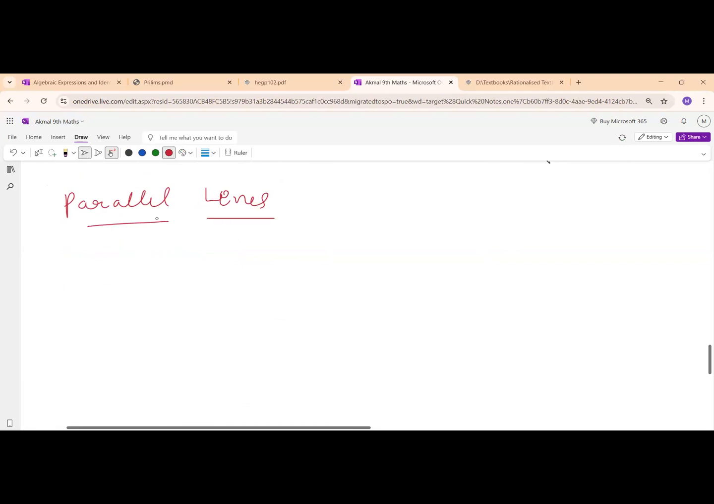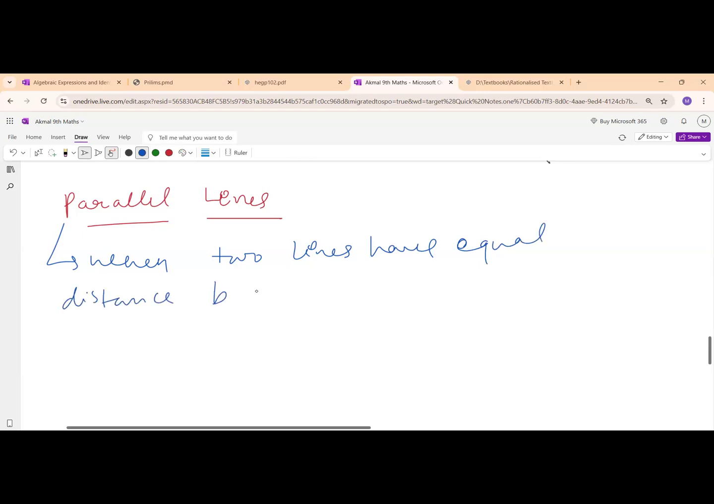Okay. Parallel lines are when two lines have equal distance between them at every point. They never meet.